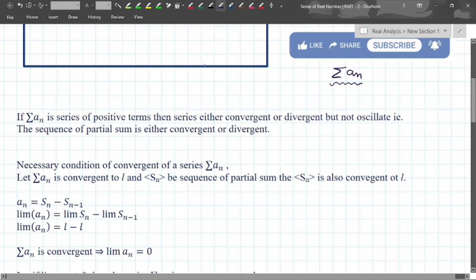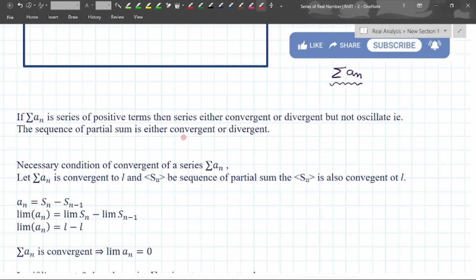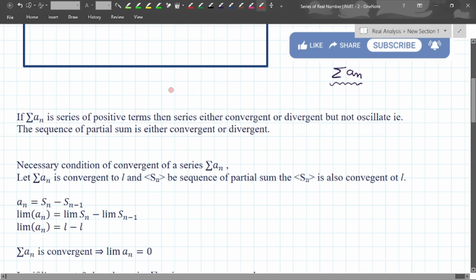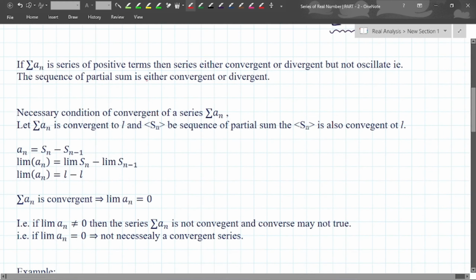Let's start with the definition. Let summation of an be a series of positive terms. Then the series is either convergent or divergent, but does not oscillate. In the case of a sequence, it may oscillate: there are three cases, convergent, divergent, or oscillating. But a series will not oscillate. Convergence means that the sum of the series is a finite number, otherwise it is not finite. So the sequence of partial sums is either convergent or divergent. This is the case I will discuss here, called SOPS.